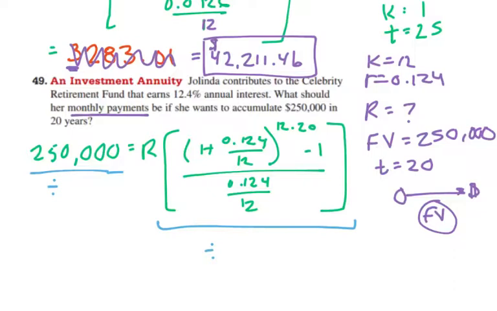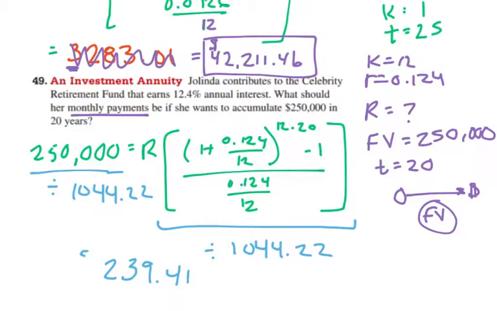Alright, so to get that digit, we're going to do 0.124 divided by 12, add a 1 to that, bring it to the power of 12 times 20, subtract a 1, and eventually divide by 0.124 over 12. So we get 1044.22. And so we take 250,000, divide by that number, and we get $239.41 as their monthly payment.